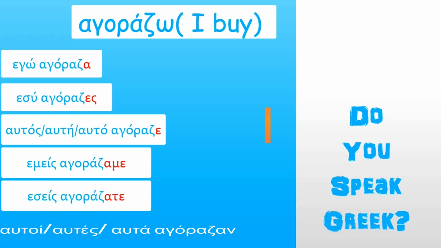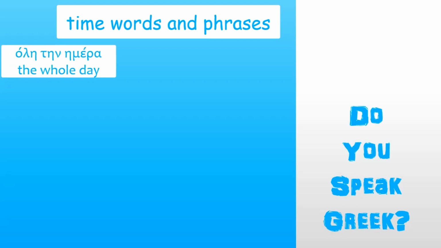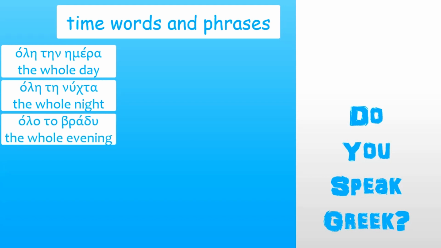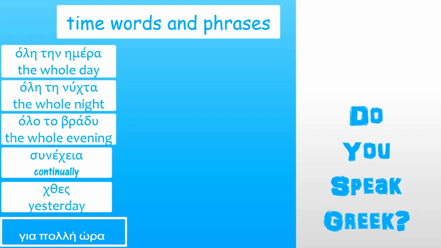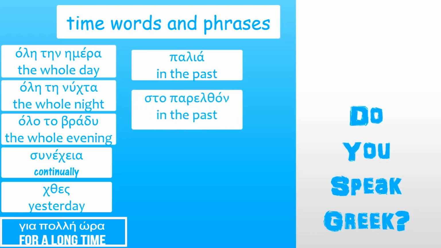But it's not common in passive voice. In general, παρατατικός is not used a lot in passive. Of course, there are some words and phrases to help us to understand when we can use this tense, like όλη την ημέρα, όλη τη νύχτα, όλο το βράδυ, συνέχεια, χθες, για πολλή ώρα, παλιά, στο παρελθόν.